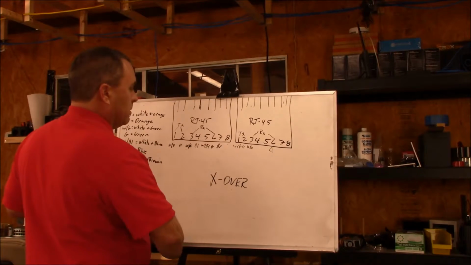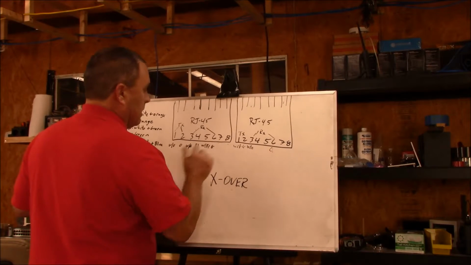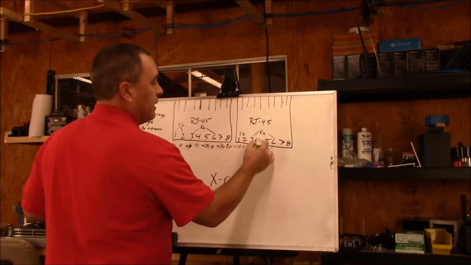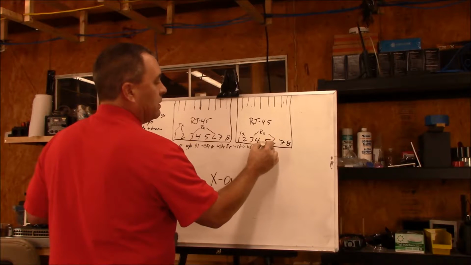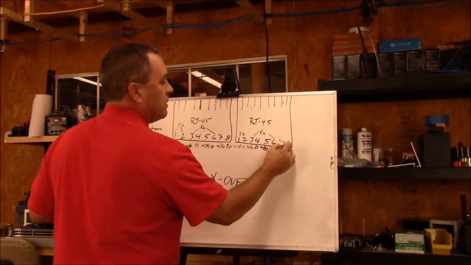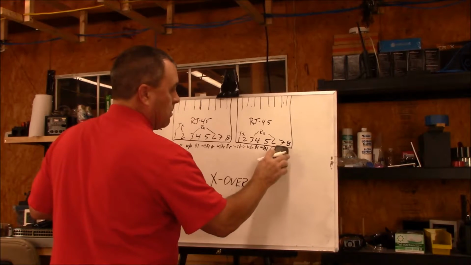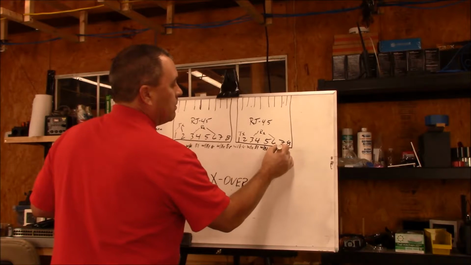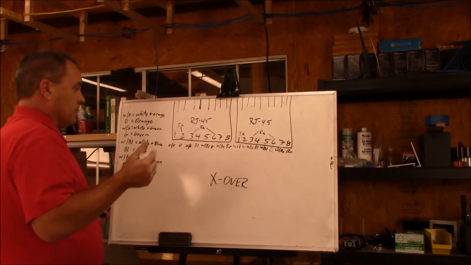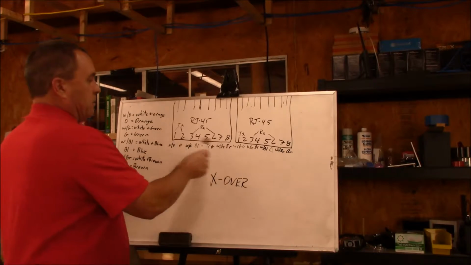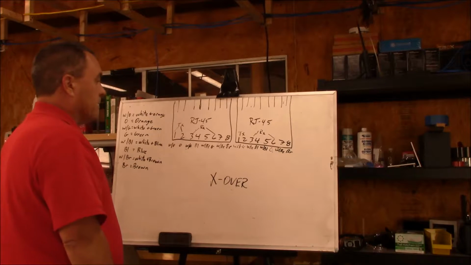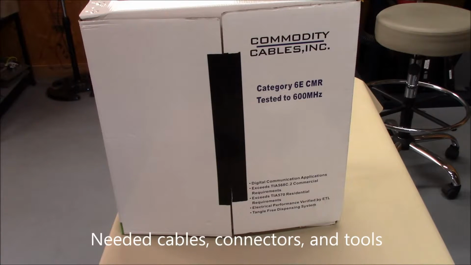Oops, sorry. You've got white brown, and then brown. And the same with this side, you've got blue, white blue, and then brown. Very good. White brown, and brown. Because like I said, you'll need these extra wires to support power over Ethernet and gigabit speeds. Okay, so enough of the theory.